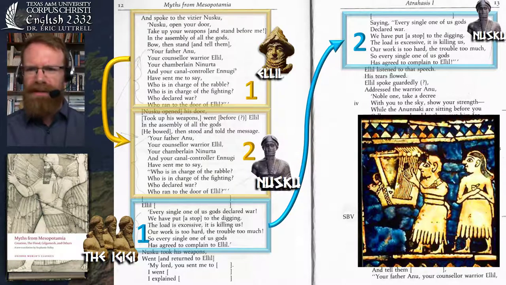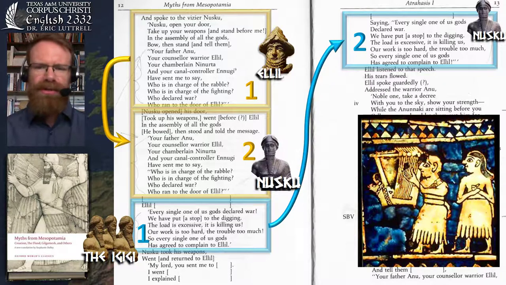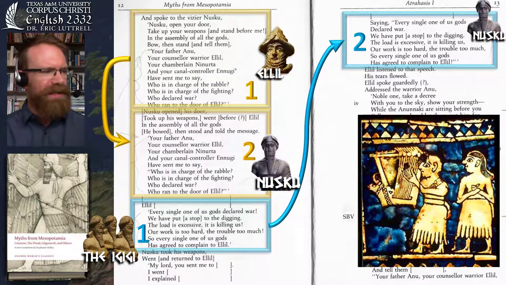In blue box number one, the Igigi are giving Nusku their reply to Elil. In blue box number two, Nusku is delivering that reply to Elil. The same lines, but with a different role in the narrative. In other words, they tell something different, even though it's using the same words. In yellow box number one, it's Elil speaking to Nusku. And yellow box number two, it's Nusku speaking to the Igigi. In blue box number one, it's the Igigi speaking to Nusku. And in blue box number two, it's Nusku speaking to Elil, delivering that message back and forth. It plays a different role in the story.